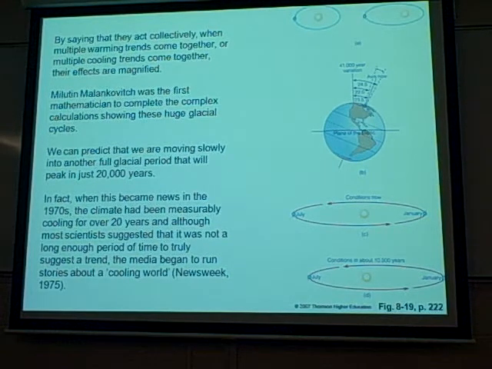So again, when you're looking at climate and not confusing it with weather, there's a kind of interesting thing in the 1970s. It seemed that climate had been measurably cooling for about 20 years, and although most scientists said at the time that this isn't a long enough trend to really say if the Earth is cooling or not, there's a very controversial Newsweek article that had stories about a cooling world in 1975. If you Google it, you could probably read it.